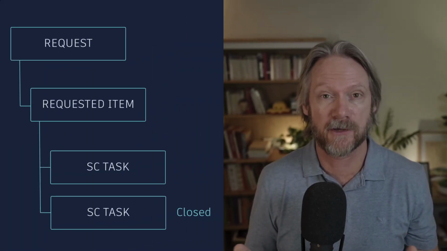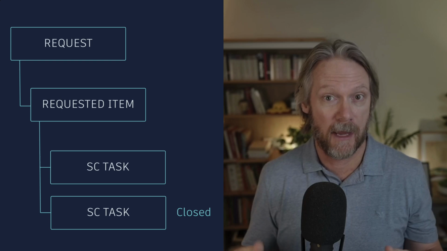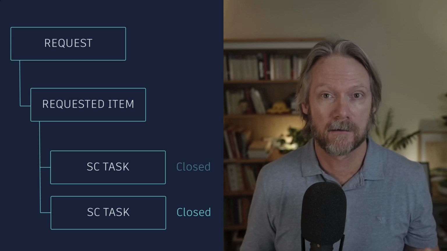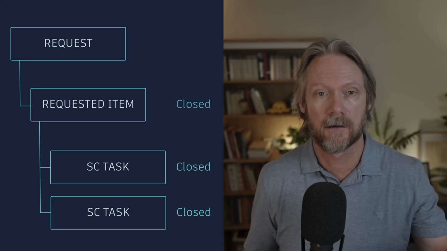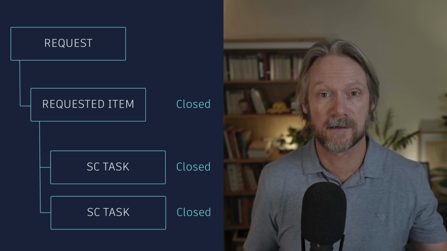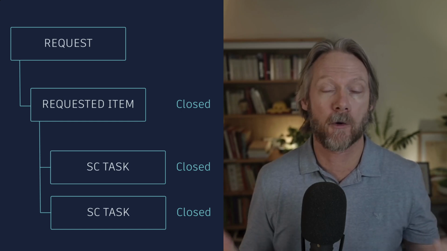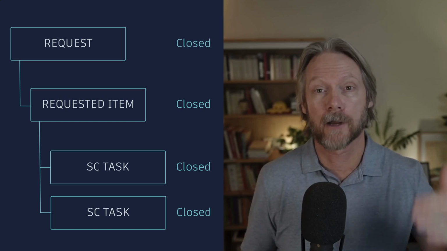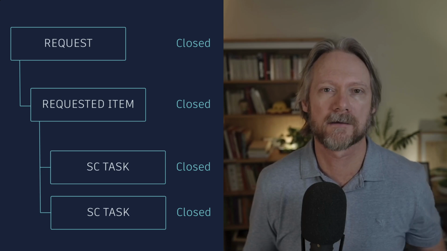So how do the requested item and request records actually close? What is the baseline configuration before we just go in and add actions in our flow to close those records? Many of you may already know the answer to this. And this is actually what we teach in one of our training courses. You know, when the last service catalog task closes, the parent requested item automatically closes. And when it is the last remaining requested item record, the parent request also automatically closes.